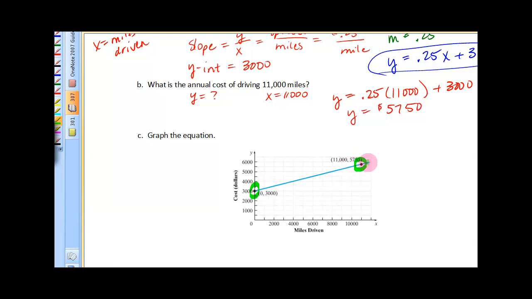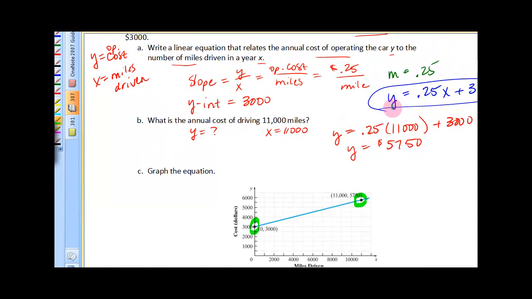Those are the 2 points that I used to graph this line or this data, because how would you graph 25 cents when you're talking about thousands of dollars? That wouldn't be very realistic. So instead, we have our starting point, we have another point, we draw a line. If we wanted to interpret the slope, we could certainly say that for every mile we drive each year, it costs 25 cents to operate, that kind of information.